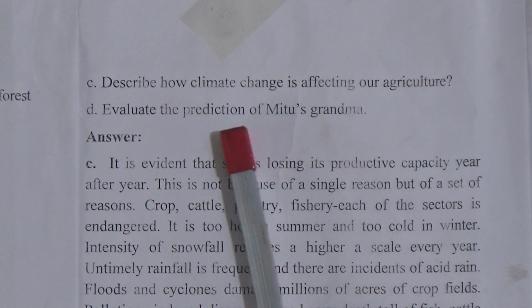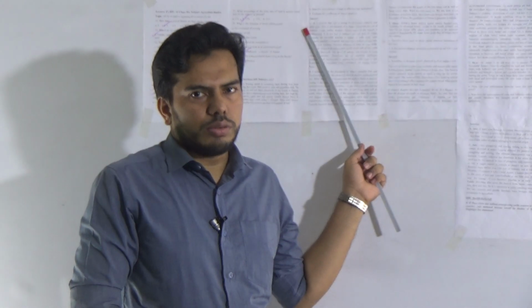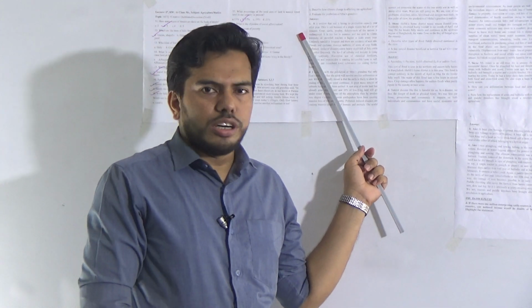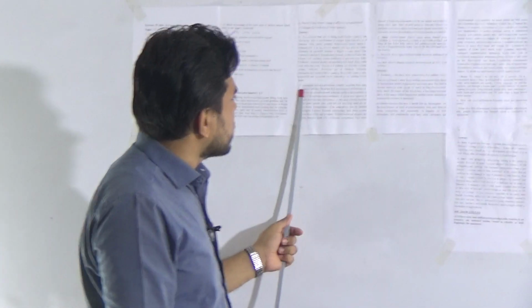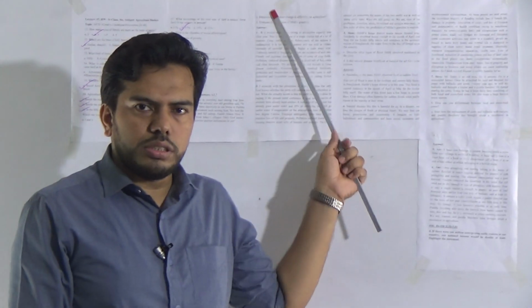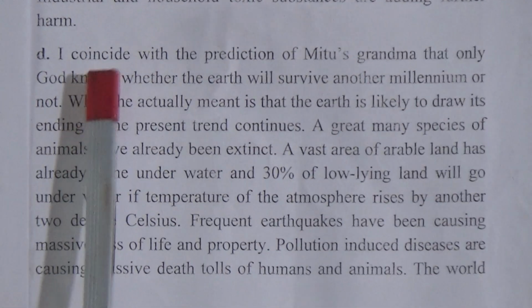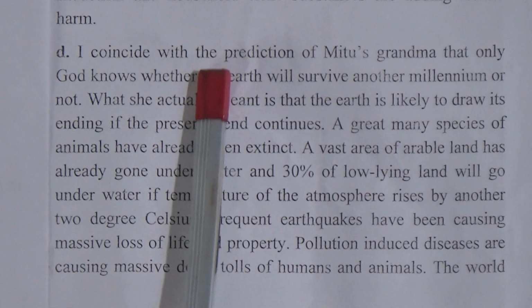Question number D. Evaluate the prediction of Mitu's grandma. Mitu's grandma's prediction is about our Earth surviving, whether it will survive the next millennium or not. This is the anxiety of Mitu's grandma. Now we will discuss and express your view. Do you agree with the opinion or not? I personally believe that the prediction of Mitu's grandma, that only God knows whether the earth will survive another millennium or not, I accept it. I agree with the statement.